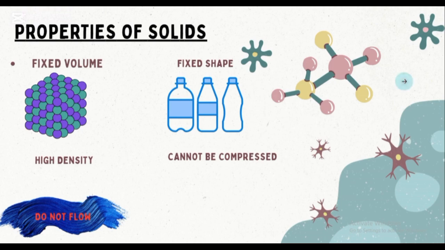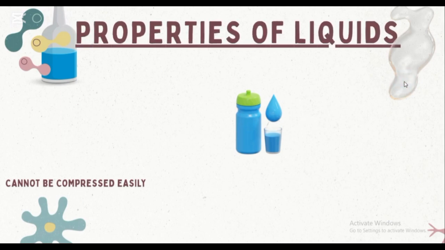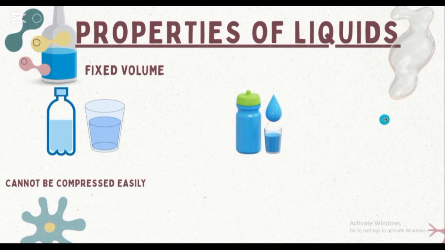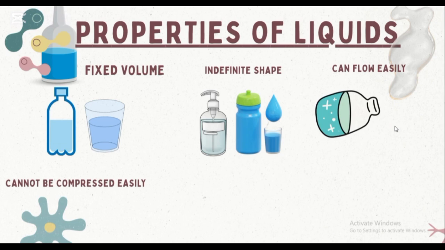We are also going to talk about the properties of liquids. The particles in liquids are not as tightly packed as those for solids, yet they have a fixed volume. They usually take the shape of the container and they are able to flow. You can take an example of tap water. If you open your tap, the water will flow, and water is an example of a liquid. And finally, liquids cannot be compressed.